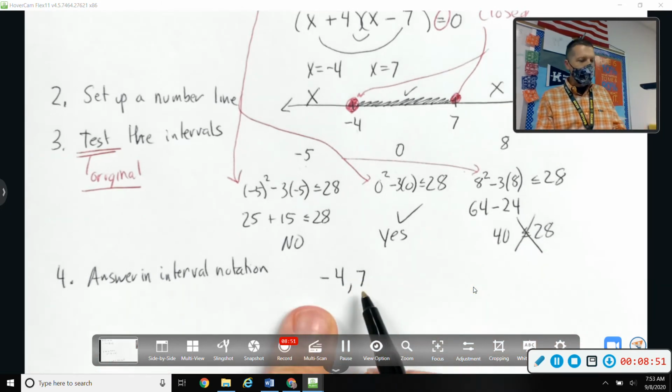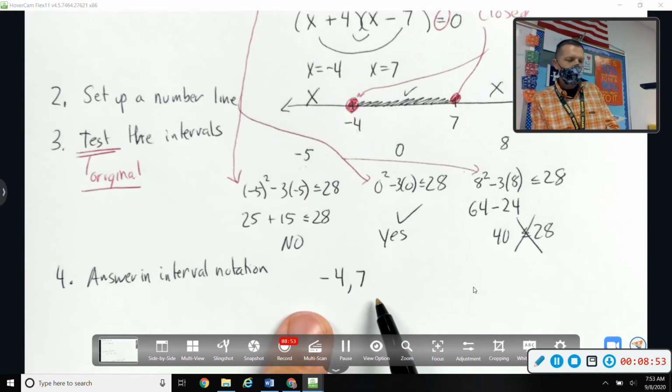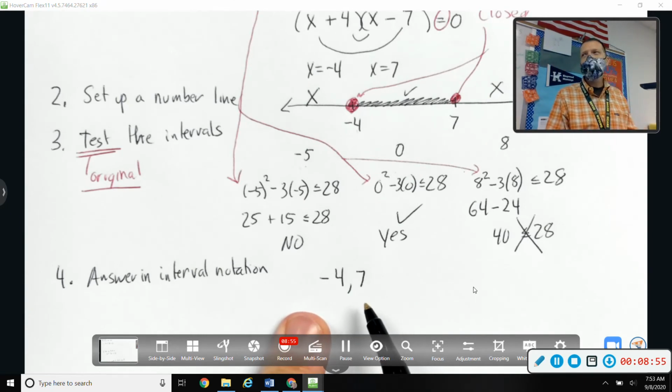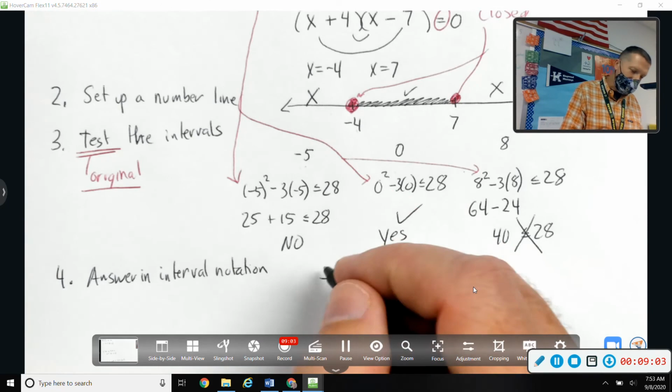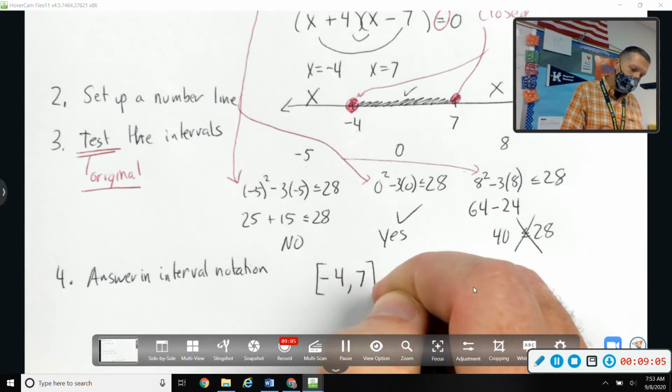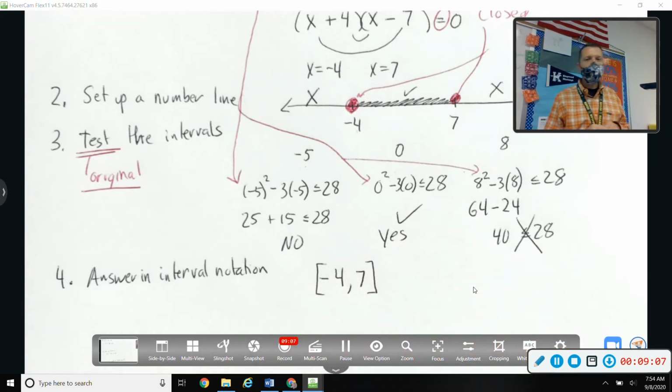Parentheses or brackets on those? Brackets though. Why brackets? Because we want to include it. The closed circle goes with the brackets. We want to include them. So we want to include our answers. So negative 4 to 7 with brackets.